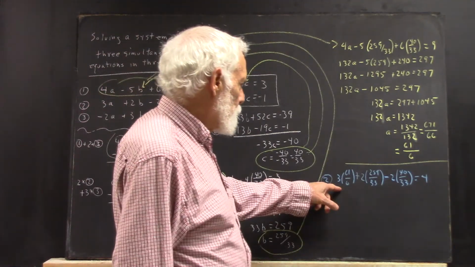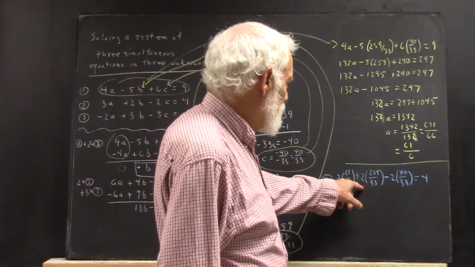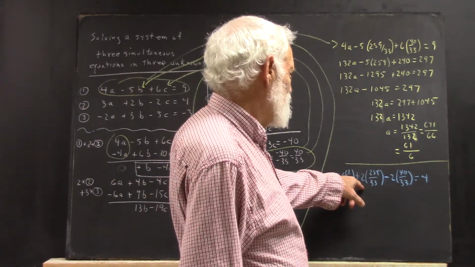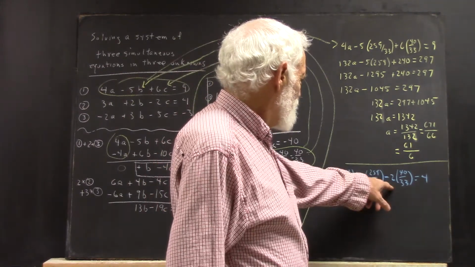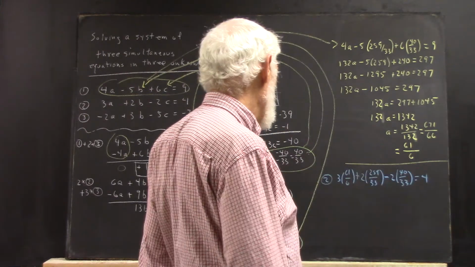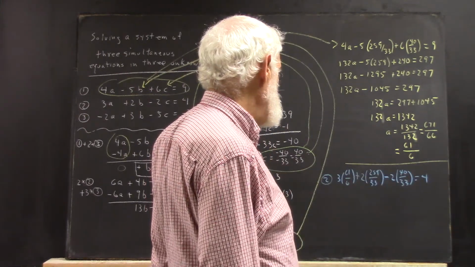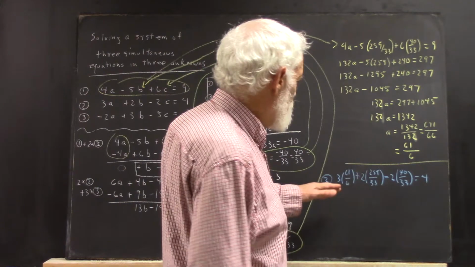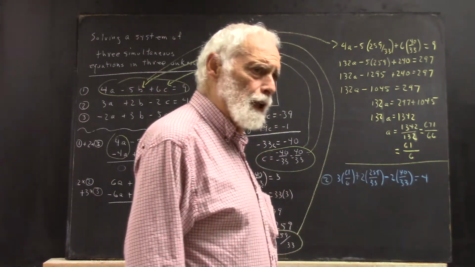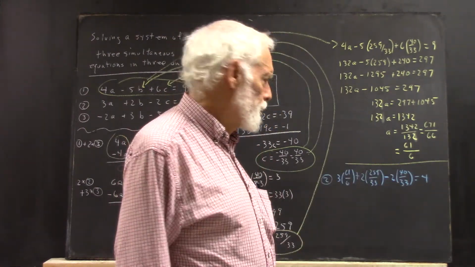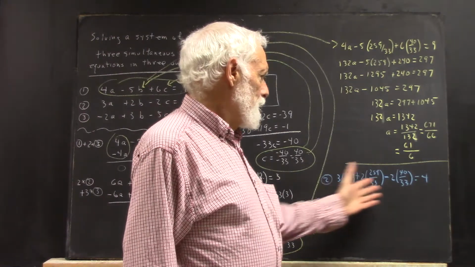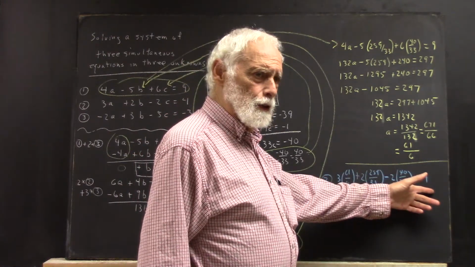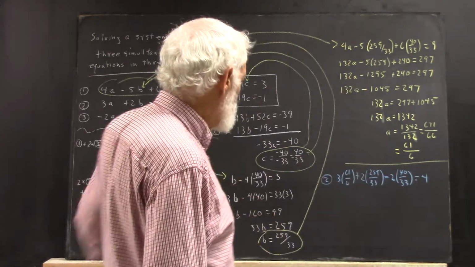This is going to be like 30. This is going to be like 16 or something like that, minus 1. It's not going to equal 4. Now, normally what I would do is multiply by a common denominator, which in this case would be 66. And I'd get numbers that aren't going to add up. So there's something wrong with my solution.